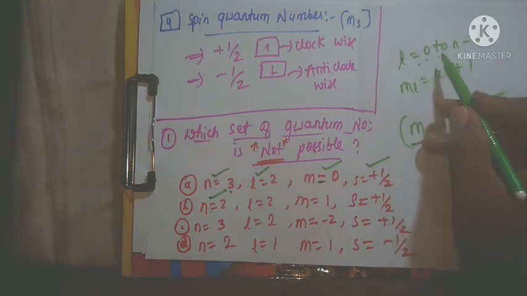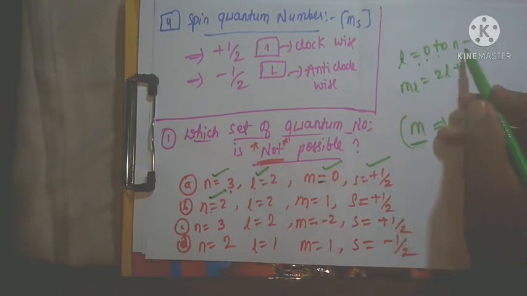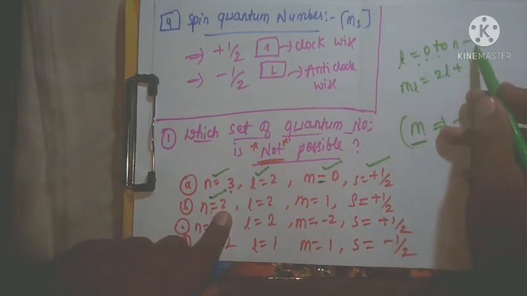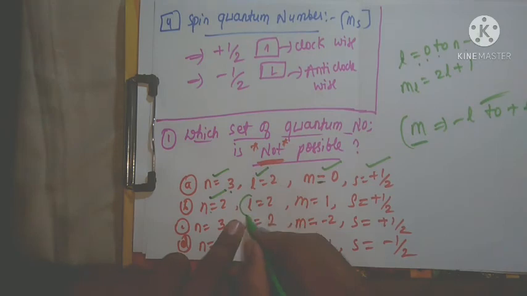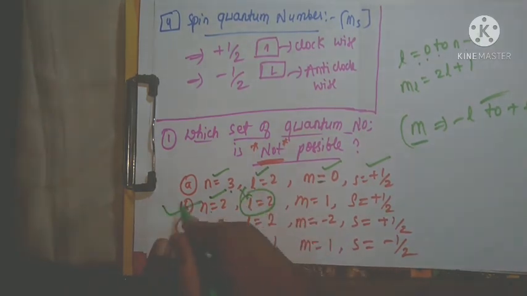That is 0 to 2 minus 1. The n value is 2 here. Second option, 2 minus 1, that is 0 to 1. 0 to 1 means 0 comma 1. Right? 0 is possible, 1 is possible, but 2 is not possible. Therefore, the correct option is B.